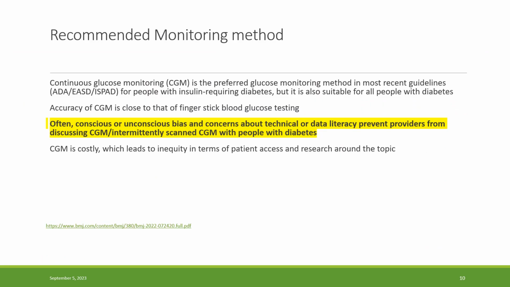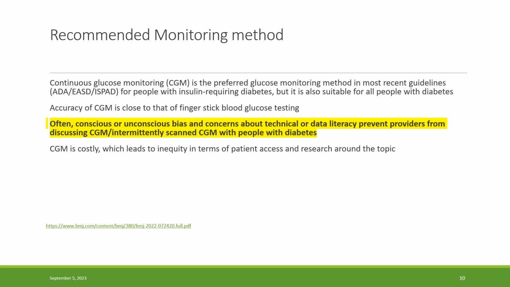So CGM, continuous glucose monitoring, is the recommended monitoring method when you're looking at current guidelines by the ADA and the European Society. It's the recommended monitoring for people who are taking insulin. And obviously some people that aren't on insulin can really benefit from this as well, but for anybody who's on insulin, this is considered the standard of care. And the accuracy of CGM is pretty close to fingerstick accuracy, and I'll get into that a little later.